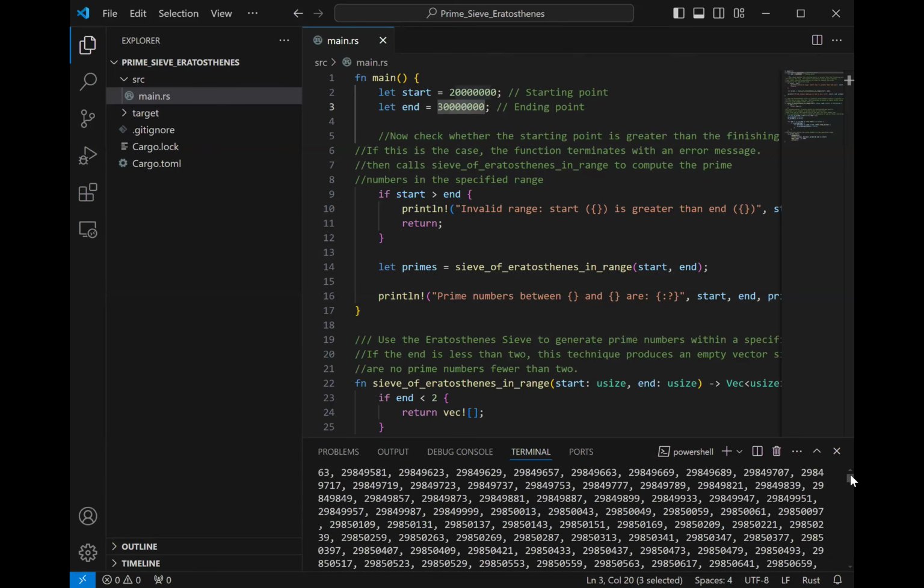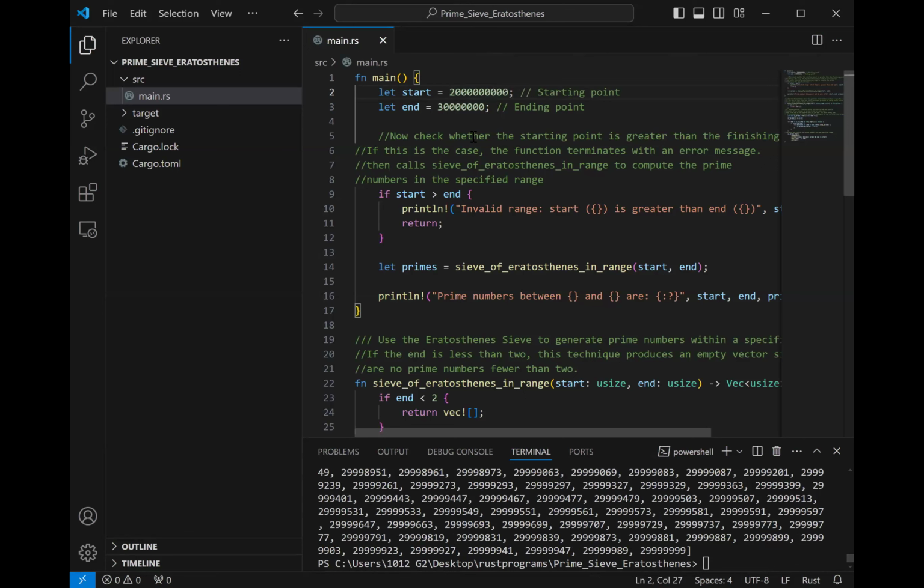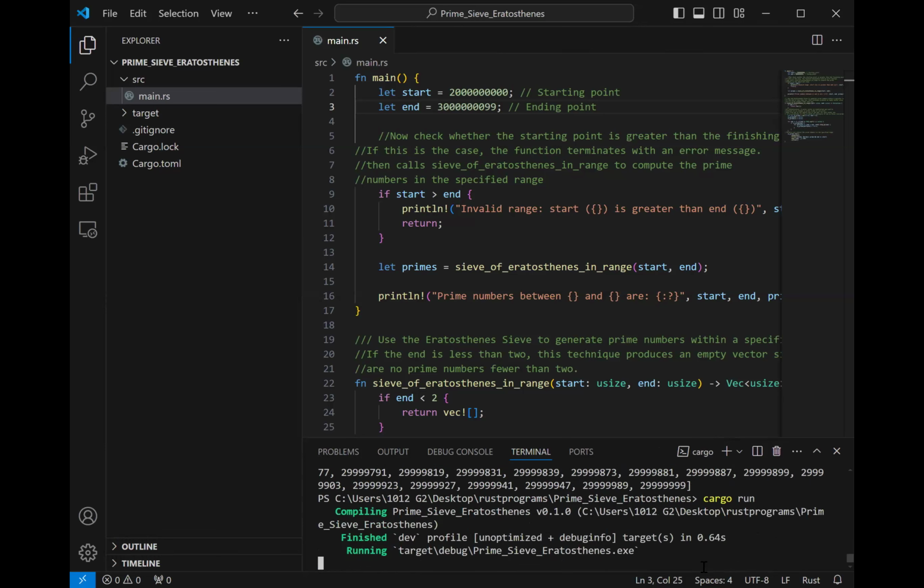Let's just increase our number a bit. Let's add two zeros, then add 99, because we want the end to always be larger than the start point. Run. Of course, if there are very large numbers, it will take a very long time to do that, but these are not large numbers. I think it will run and give us the result. Let's just wait.